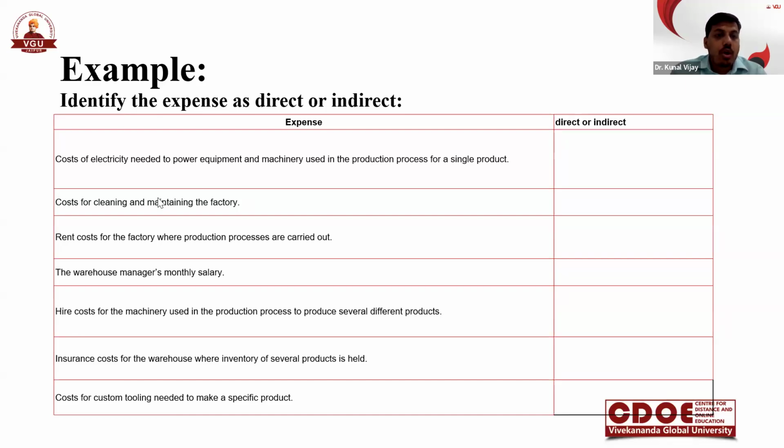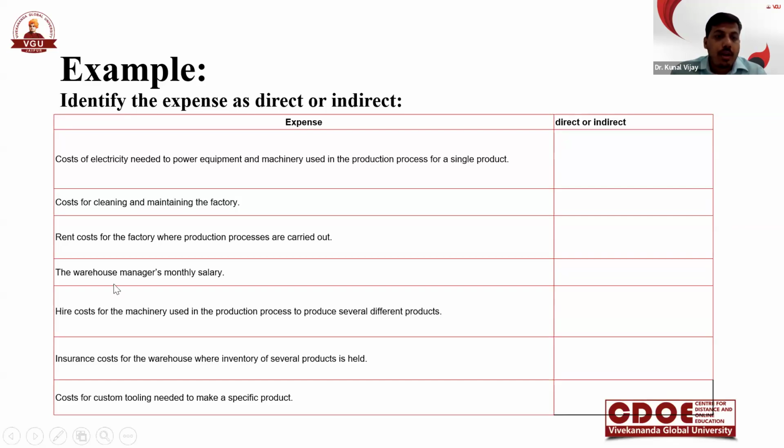Next one is the cost of cleaning and maintaining the factory. Now, cleaning and maintaining the factory: if the factory is used for manufacturing the product, then it is direct. Otherwise, this will be known as indirect. So without information, we will call it a direct expense, because in a factory we are manufacturing products only. Then the rent cost for the factory where production processes are carried out. So obviously it is known as a direct expense.